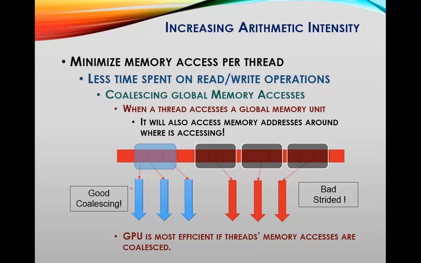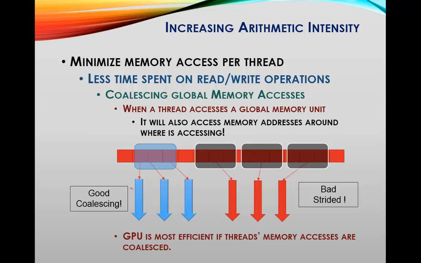Now, if you can come up with a mechanism that coalesces the operations that threads are performing, then when one thread accesses the memory, it brings the data for its neighbors as well. So when the neighbors need that data, they don't have to go all the way to global memory, because the data was already brought in as part of their neighbor's operation. This is called coalescing global memory accesses. When a thread accesses a global memory unit, it also brings in data from the addresses around it.